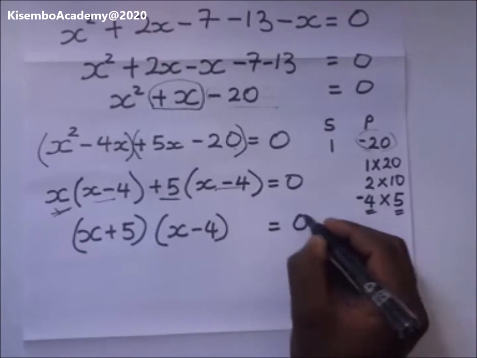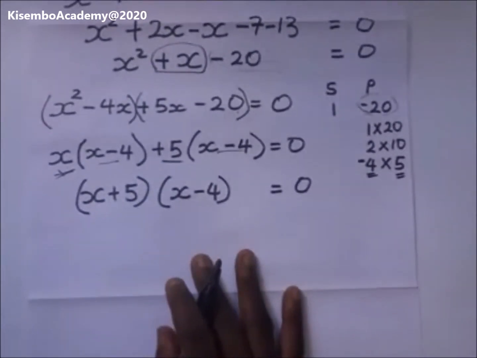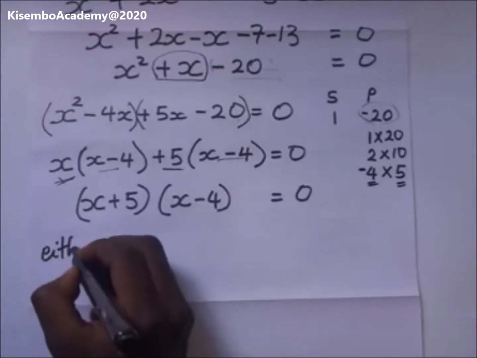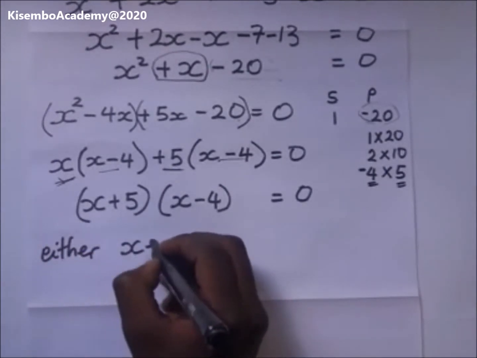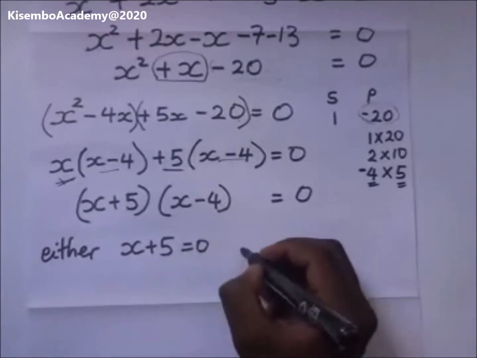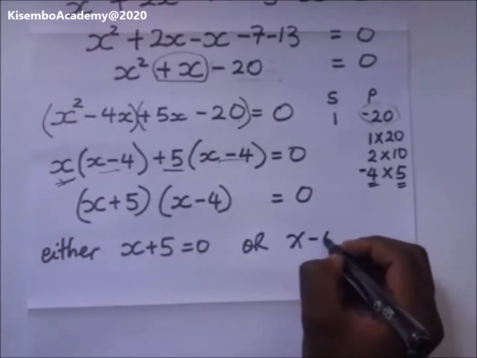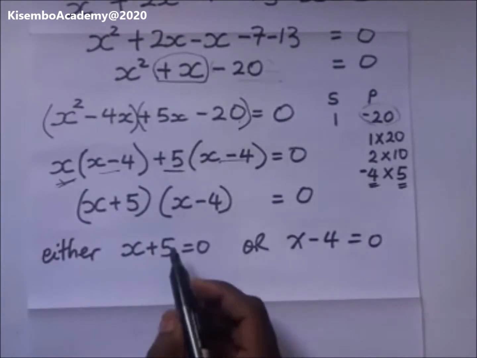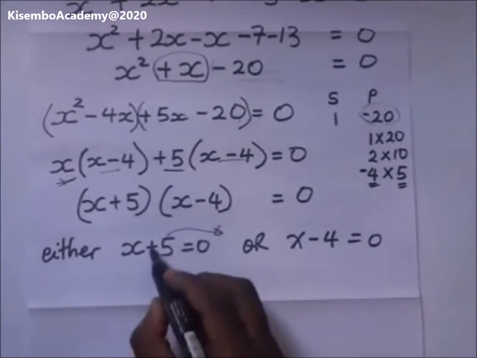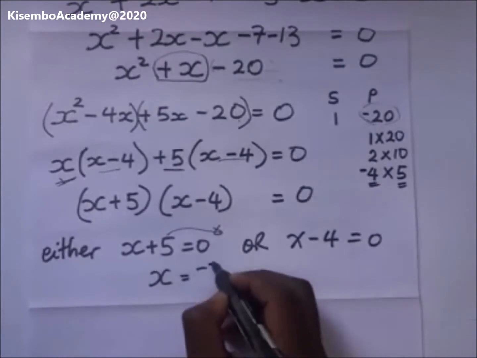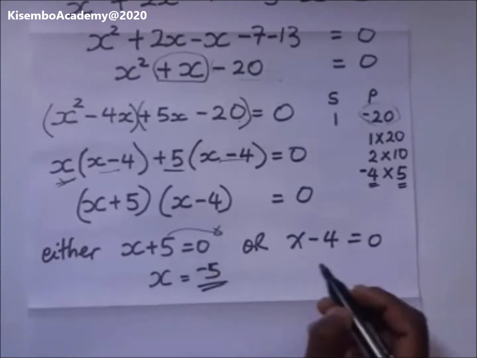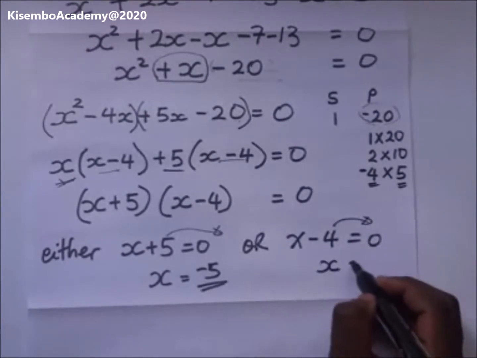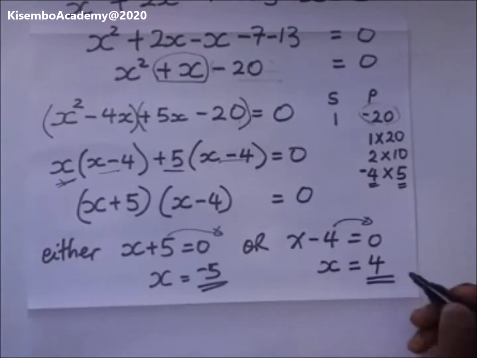This is equal to 0. After factorizing, to get the value of x, it's either x plus 5 is equal to 0 or x minus 4 is equal to 0. When we make x the subject of the formula here, this 5 crosses to that side, and we remain with our value of x as negative 5. And here, when 4 comes to this side, our value of x is 4.